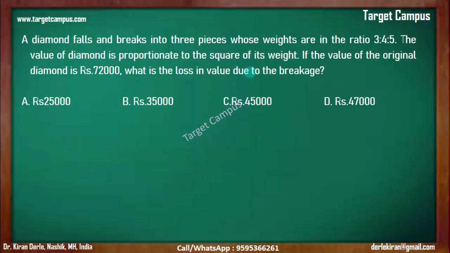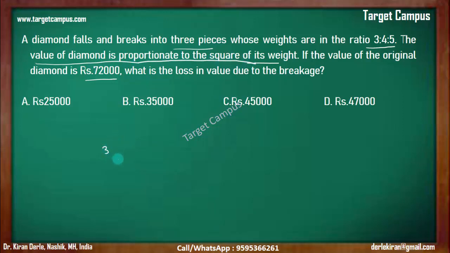Let's move ahead. A diamond falls and breaks into 3 pieces whose weights are in the ratio 3 is to 4 is to 5. The value of a diamond is proportionate to the square of its weight. The value of the original diamond is rupees 72,000. What is the loss in value due to the breakage? So let us understand. The diamond breaks into 3 pieces whose weights are in this ratio. The value of a diamond is proportionate to the square of its weight, right?